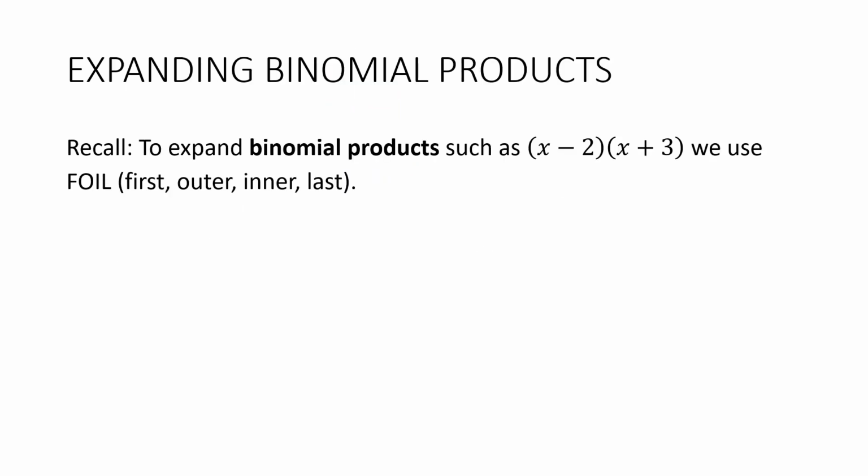Now, our quadratic equations aren't always going to be factorized, so we need to review expanding binomial products and then factorizing quadratic trinomials. So recall, to expand binomial products such as (x minus 2) multiplied by (x plus 3), we use FOIL, which stands for first, outer, inner, last. Okay, here we go. x times x is x squared. x times 3 is 3x. Negative 2 times x is minus 2x, and then negative 2 times positive 3 is negative 6.